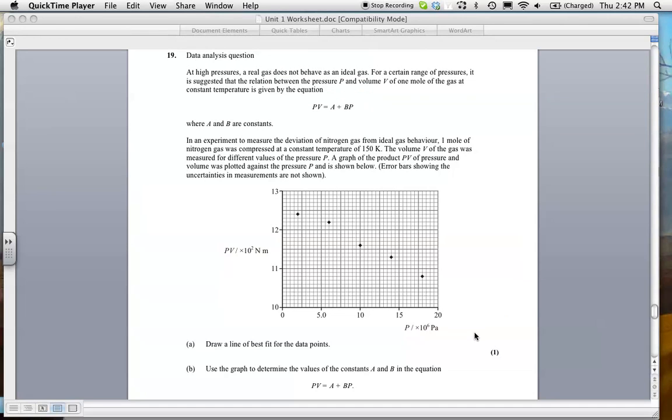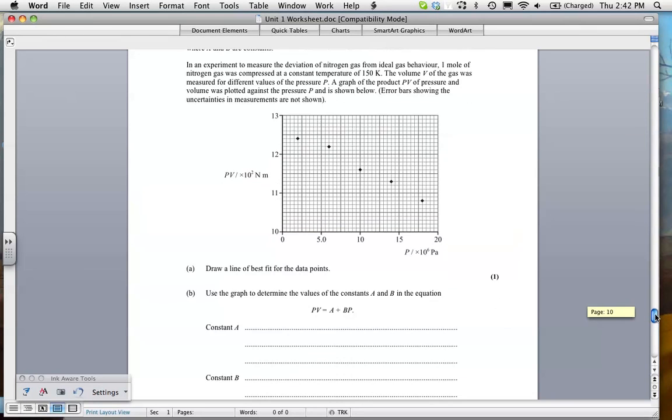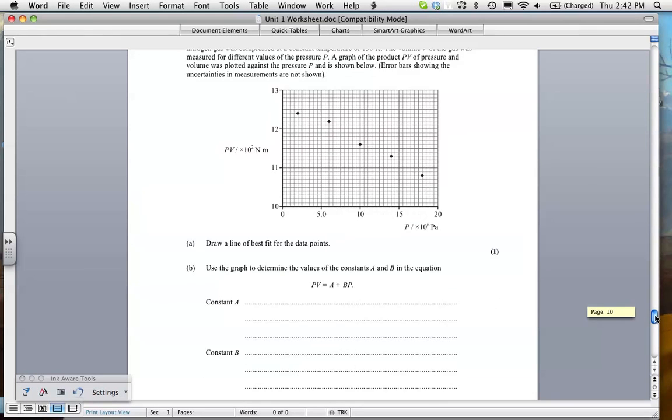So firstly, looking at the graph, it says in A, draw a line of best fit for the data points. Now again, as I said before in the last video, you need to do this with a ruler. I'm going to do it freehand, which is probably not going to be so good. But the idea would be that you'll try to get your line where these points are lying on either side of the line. So let me see if I can manage to do this. I probably won't do a very good job, but we will try.